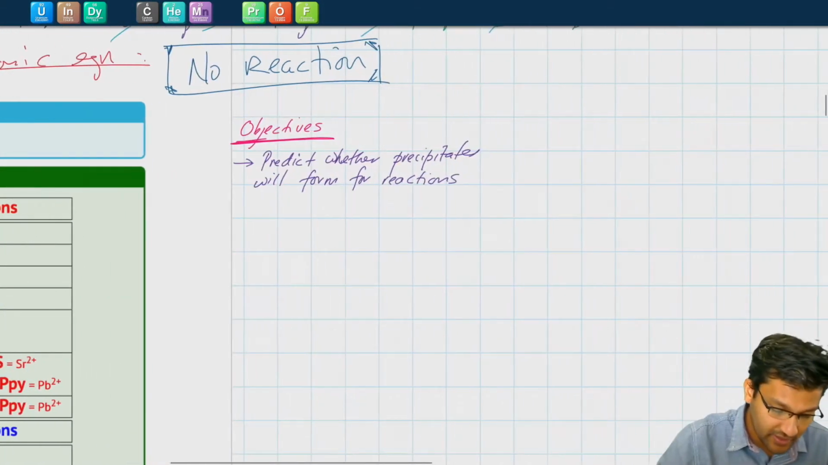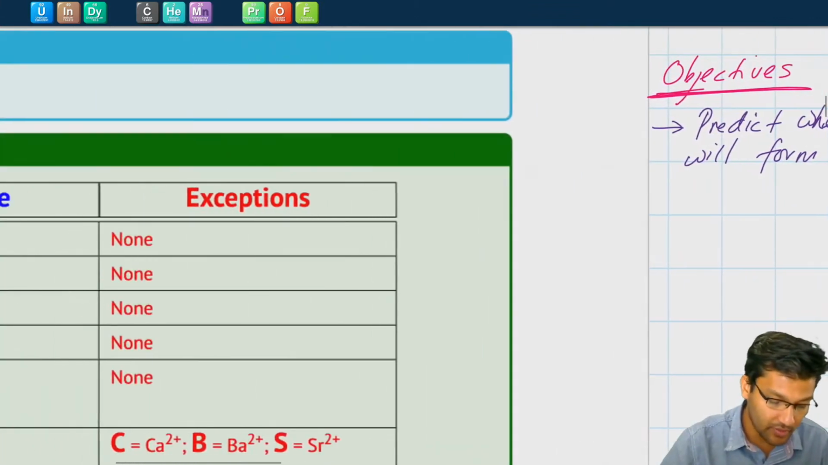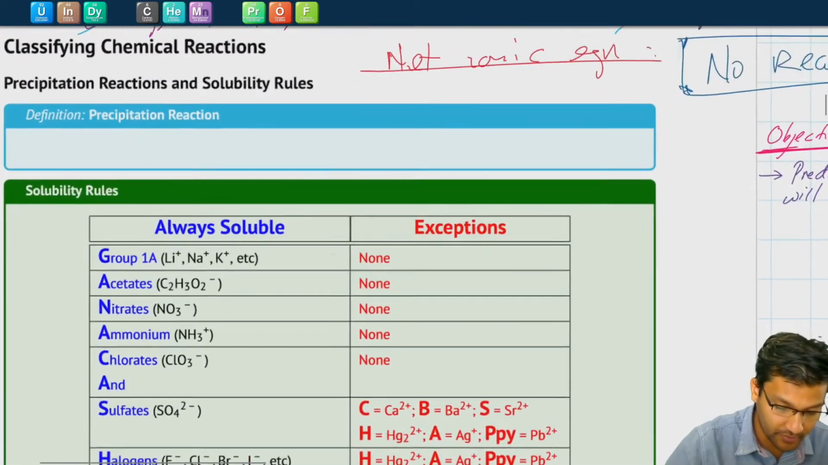By the end of this video, you should be able to predict whether precipitates will form from certain reactions, and as always, you can follow along with our Chapter 4 workbook.